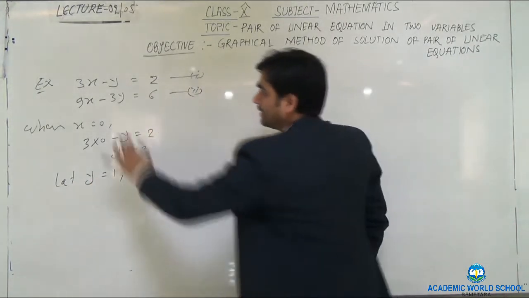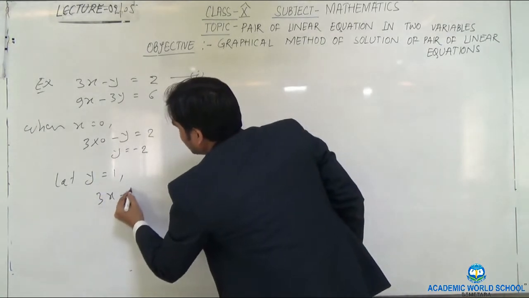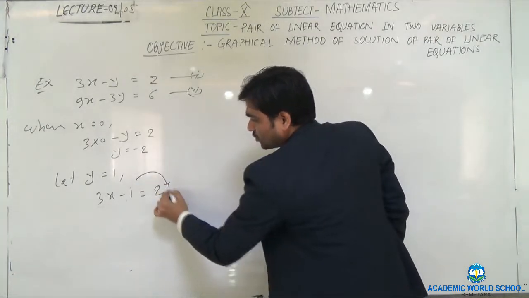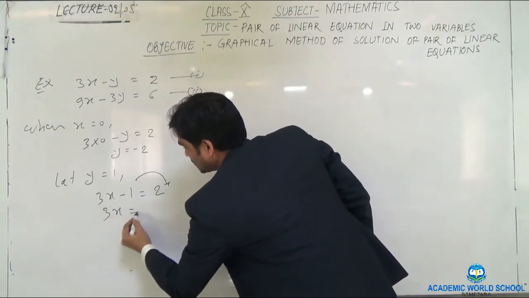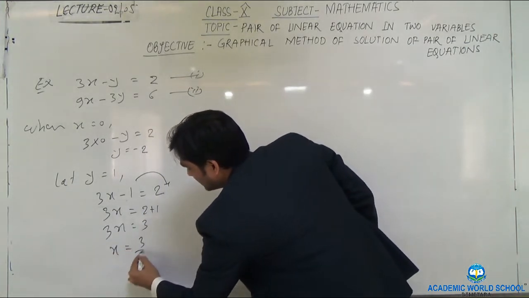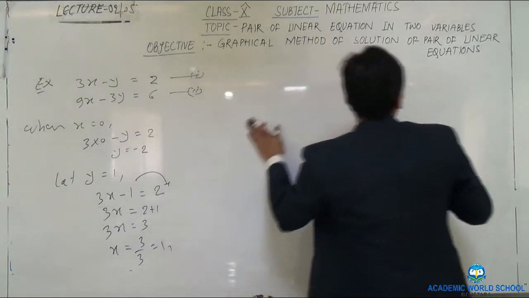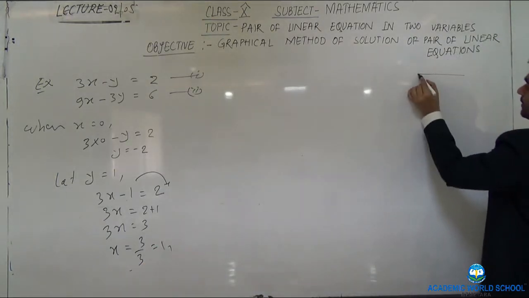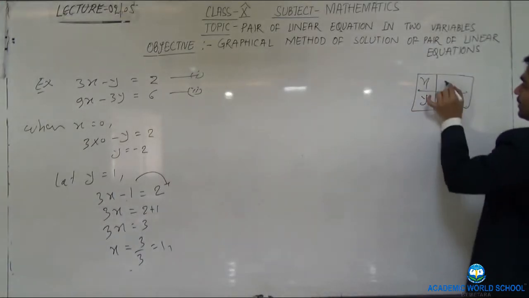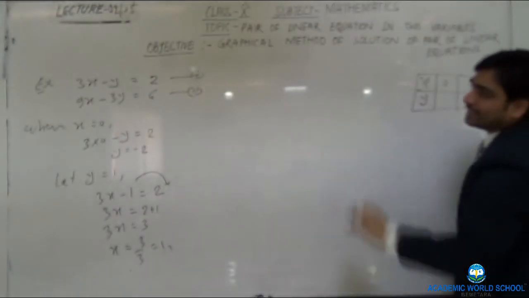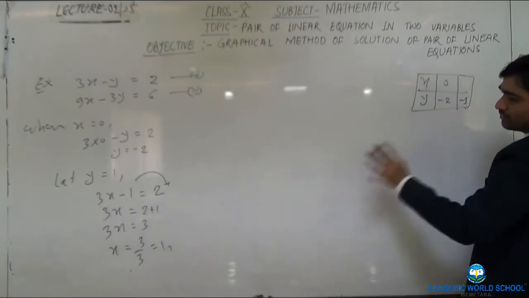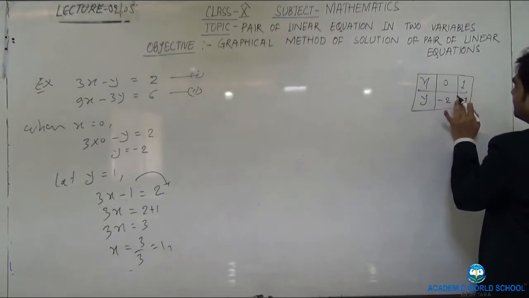So what will happen? 3x minus 1 equals 2. Correct? Now this minus 1 will transpose to the RHS. So 3x equals 2 plus 1. So 3x equals 3 and x equals what? 3 upon 3, which is 1. Now write this solution in the table, the value of x and the value of y. When x equals 0, the value of y is minus 2. And when y equals 1, the value of x is 1.